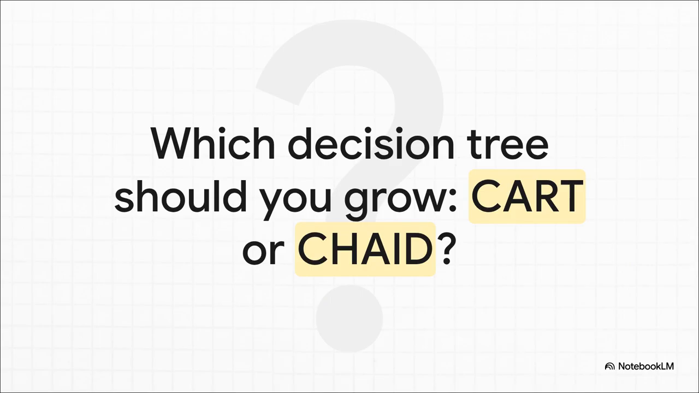Okay, so picture this. You've got your data, you need a classification model. Decision trees seem like the perfect tool. But then you hit this fork in the road. CHART or CHAID? They seem similar, but trust me, how they get the job done is worlds apart. So let's break it down and figure out which one you should actually be using.